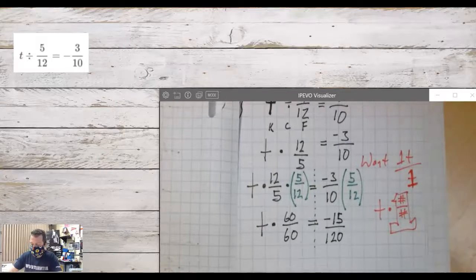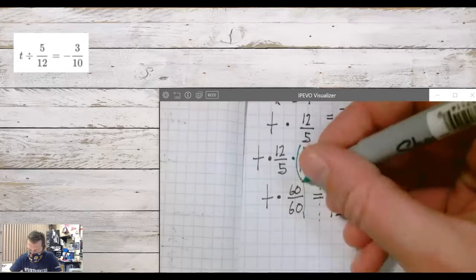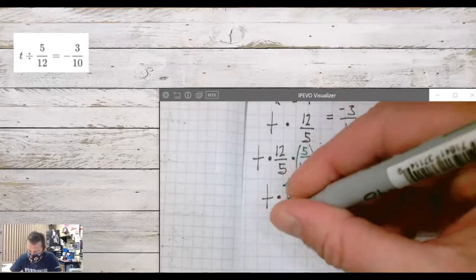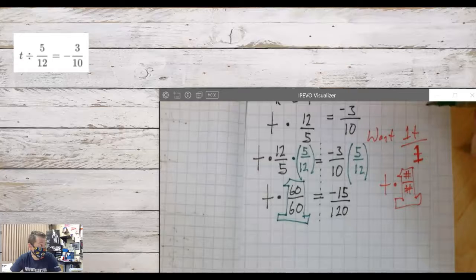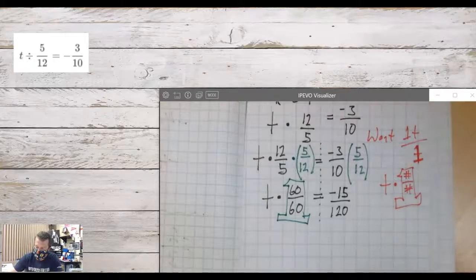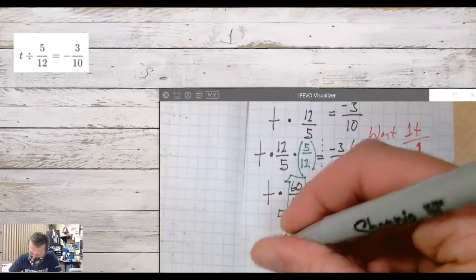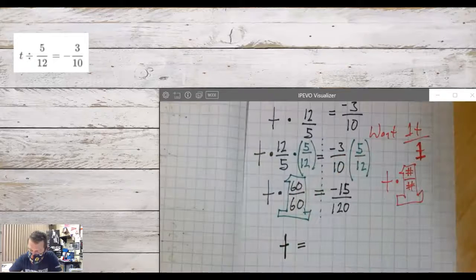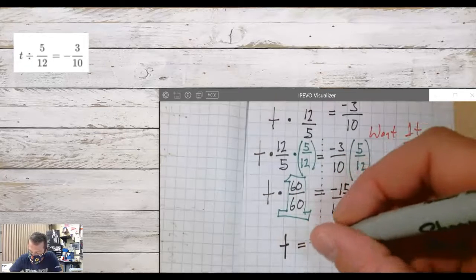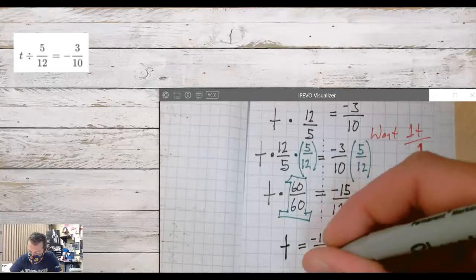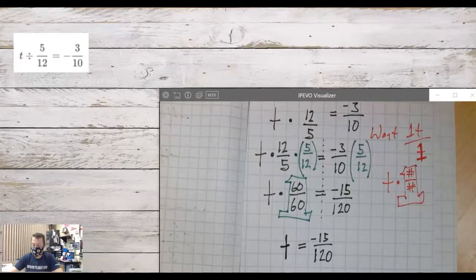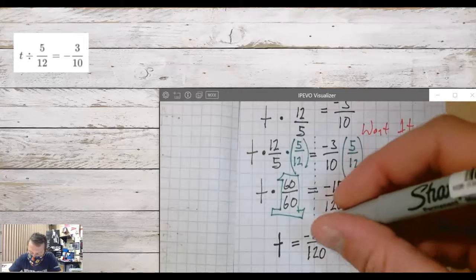120. Now we got to clean things up. All right, we always got to clean things up at the end. This is 1. If we think back to how CPM would want us to show it, we just draw 1 around it. So t times 1 we can just write as t. T equals. Now negative 15 over 120. If you type this in, Khan will tell you not quite, because we still need to reduce. This fraction can be simplified, which means we divide.